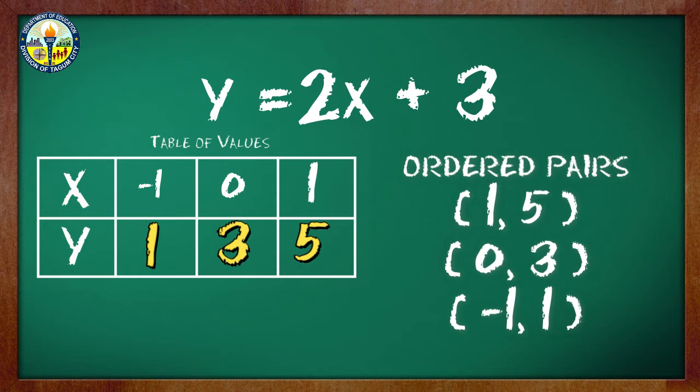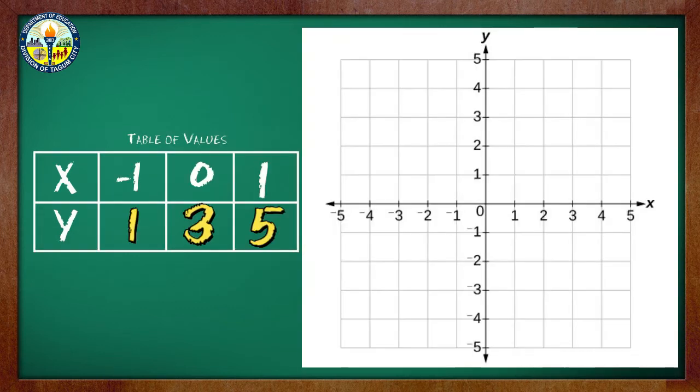Let's plot the points using these ordered pairs on the Cartesian plane. For the first point, we have x is 1 and y is 5. The point is here. Then the second point is x is 0 and y is 3. Here. The last point is here: x is -1, y is 1. We got 3 points. Then, connect these 3 points.